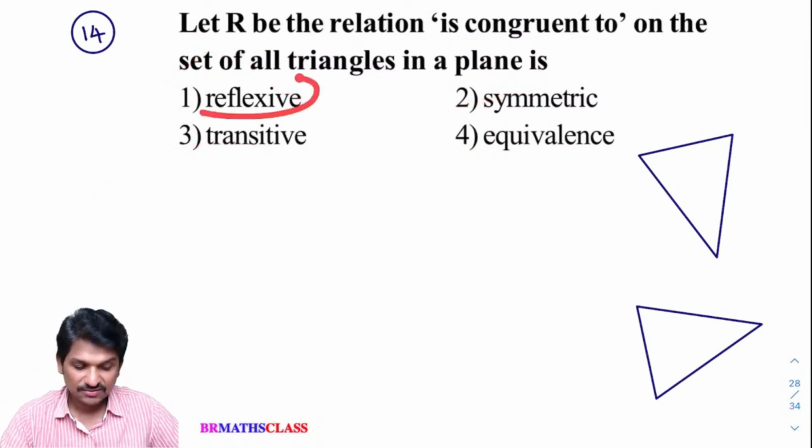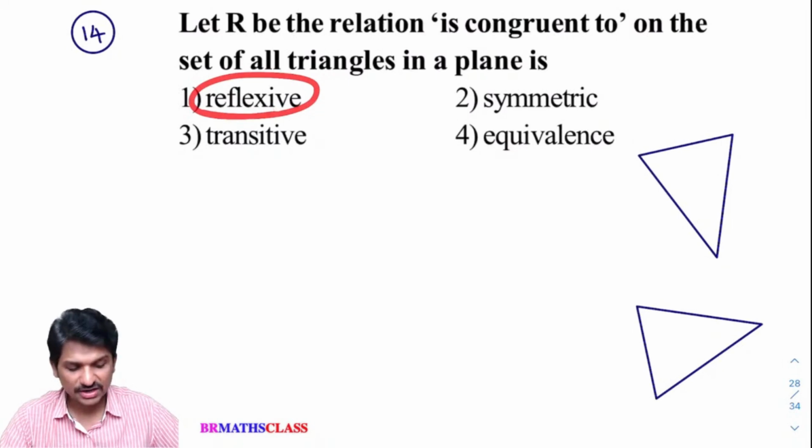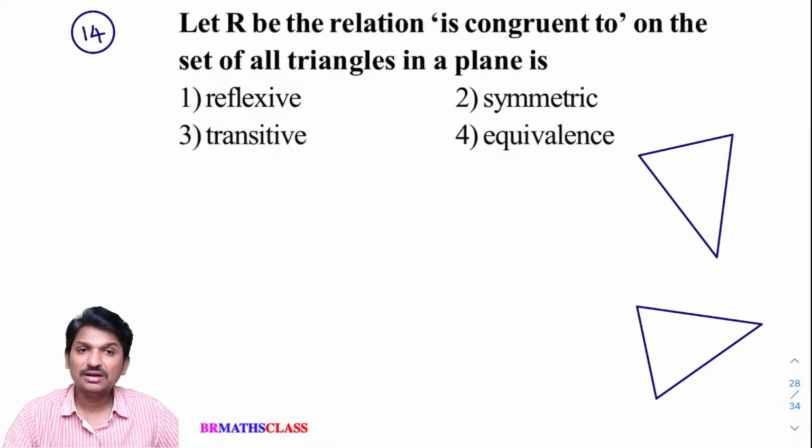Now, the question is very good. The question is: is this relation reflexive? Every triangle is congruent to itself. Here congruent means what? Look, similar.